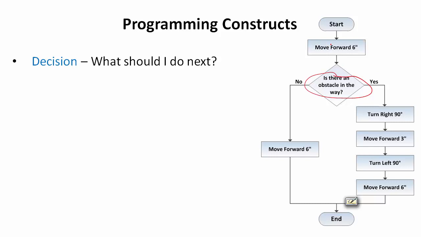For example, if I come to this decision, move forward 6 inches, is there an obstacle in the way? If the answer is no, you are going to execute a different sequence, and in this case I would move forward 6 inches. But if the answer was yes, we can allow our program to take another path and execute a different set of operations. In this case, turn right 90 degrees, move forward 3, turn left 90 degrees, move forward 6. And then we end.